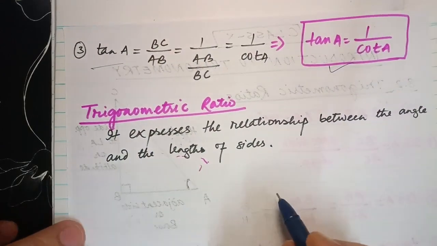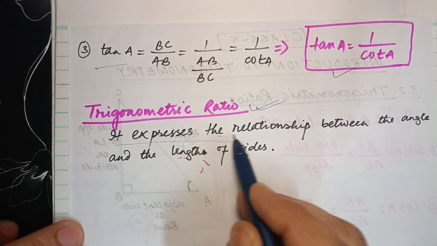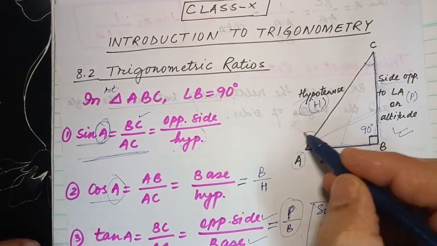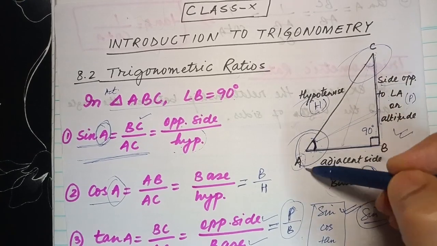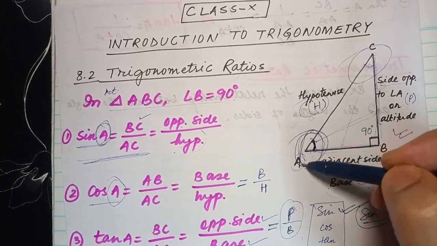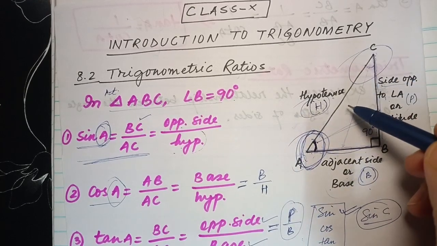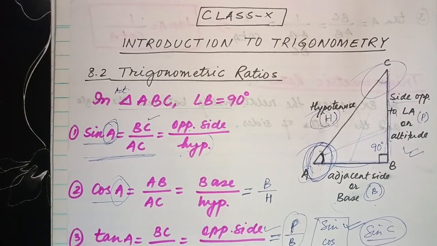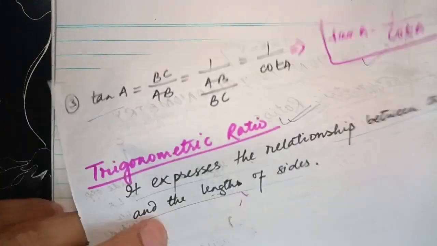So what is a trigonometric ratio? As I already explained, it expresses the relation between an angle and the lengths of the sides. Which angle? This angle or this angle, whichever you are discussing. The relation between this angle and these three sides is known as trigonometric ratio. And we have just discussed 6 trigonometric ratios. So let me explain more with these trigonometric ratios.